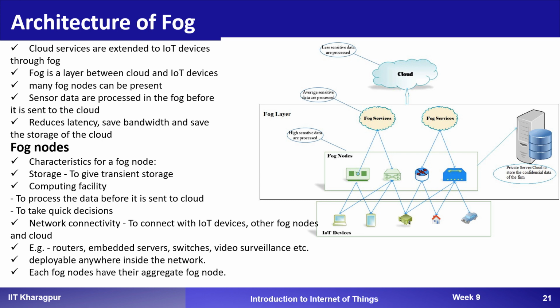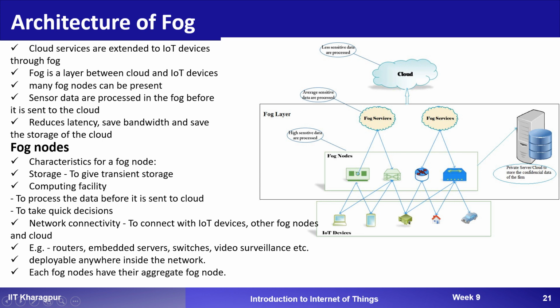Second one is computing facility. The fog layer also provides computing facility. It is going to process the data which is generated by the end user, and based on that processing it is going to take decisions. It processes the data before it is sent to the cloud to take quick decisions. So this fog layer is basically used to take quick decisions based on the processing done by the fog nodes.